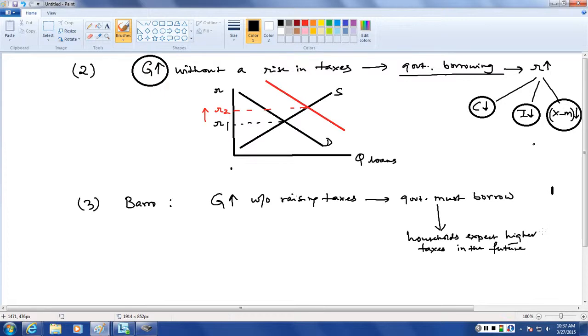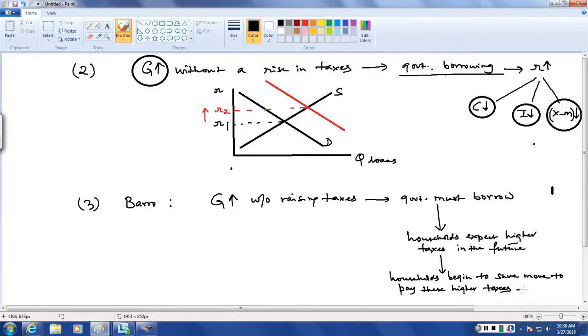Don't you already start to save more money to pay those higher taxes? Right? And that's exactly what's going to happen here in this story. So in this story, households expect higher taxes in the future, so this causes households to begin to save more to pay these higher taxes. And what does save more mean?